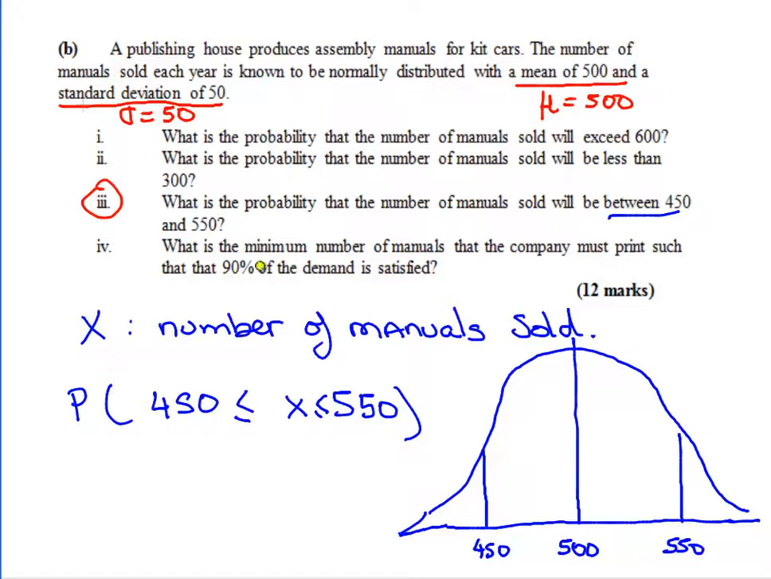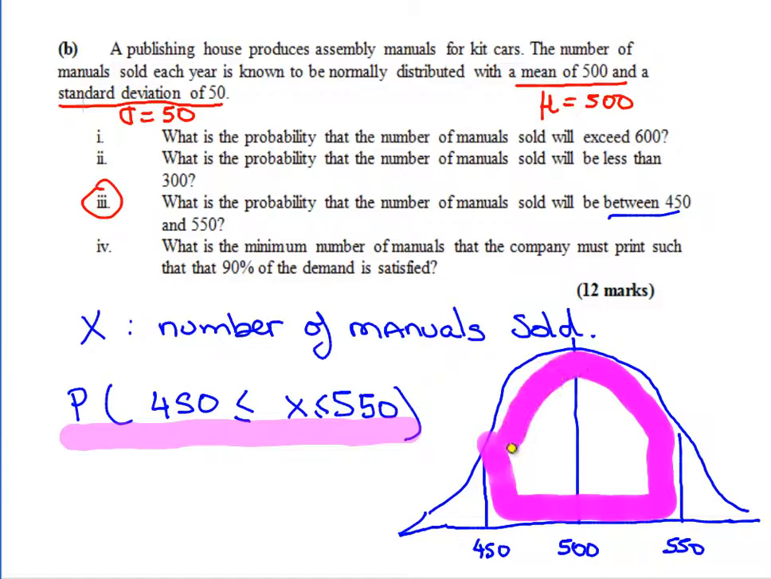Now what we're particularly interested in was the probability that the number of manuals sold will be between 450 and 550. So this area here can be represented on the bell curve by this region here. So let's try and paint that in a little bit better. That's the region of interest that we want to compute. There we go. So it's that pink region there, where x is between 450 and 550.